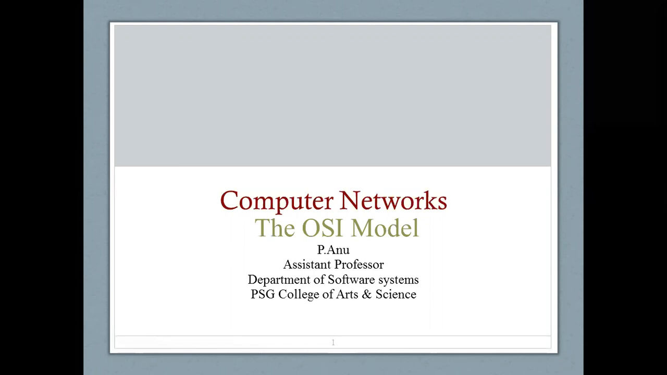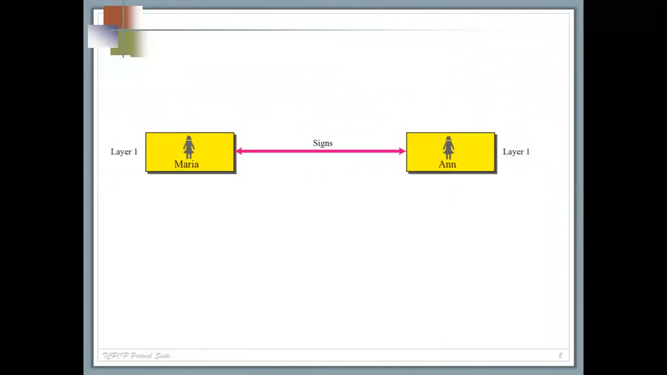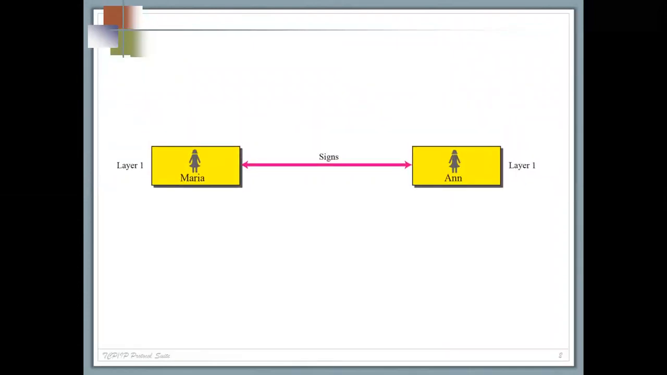Today, we are going to see a glimpse of the OSI model in computer networks. Before going to the OSI model, let us see a real-time scenario. Let us consider two persons, Maria and Anne. Maria knows only Spanish, whereas Anne knows only English, and they have to communicate some secret, some important thing, and it should not be seen by others. So it has to be translated, and this has to be communicated from Maria to Anne. This is the real-time scenario.